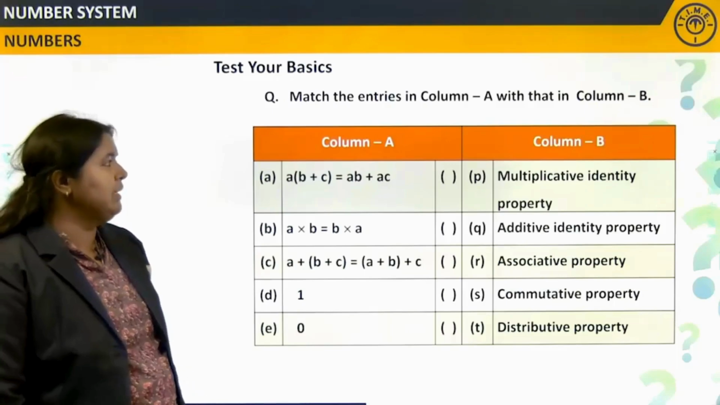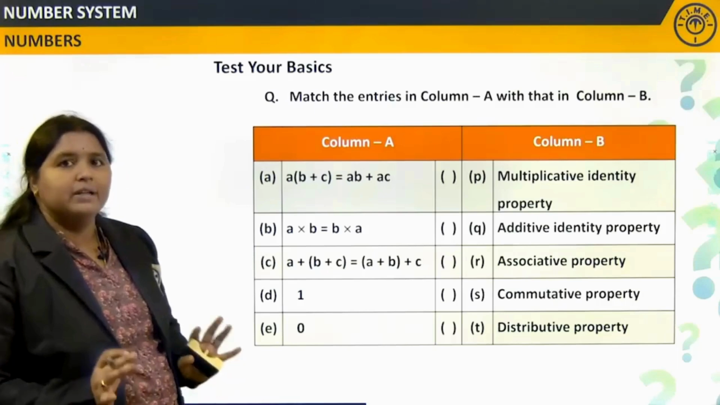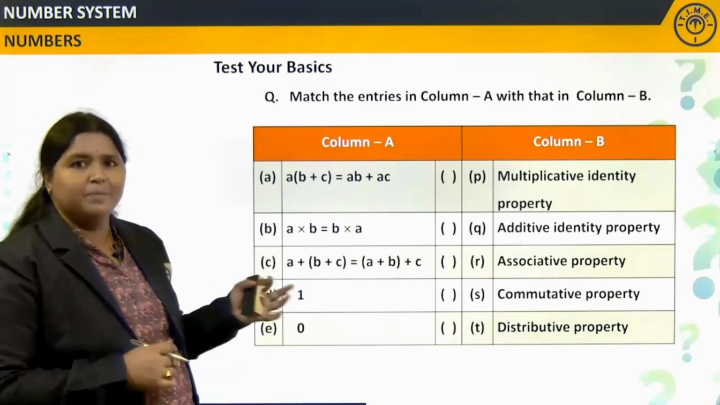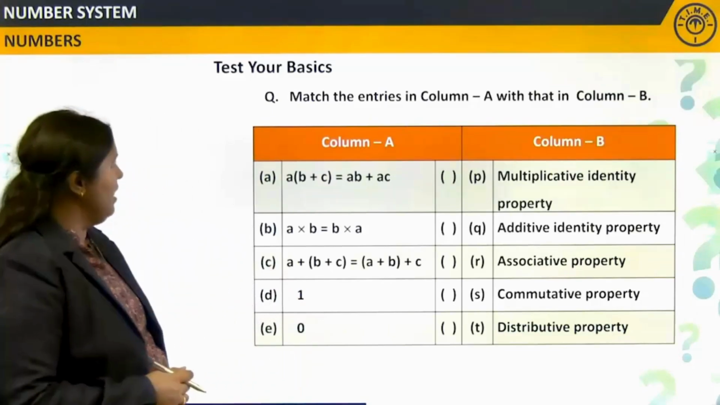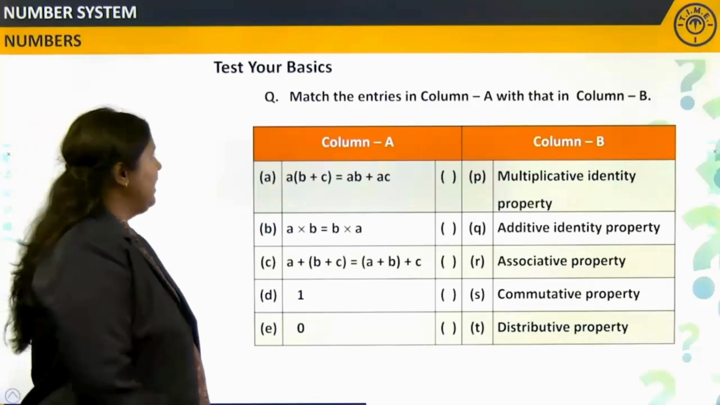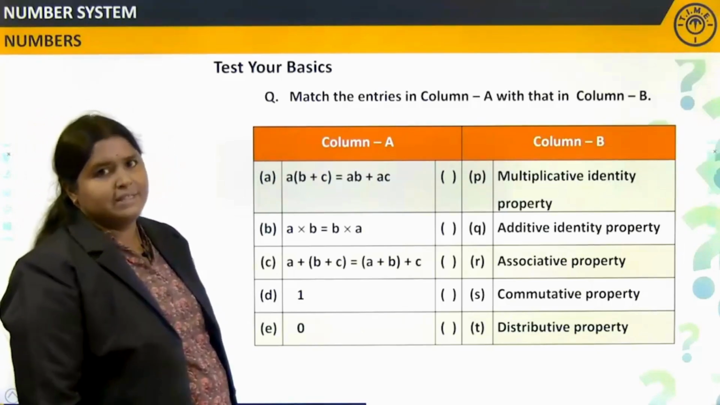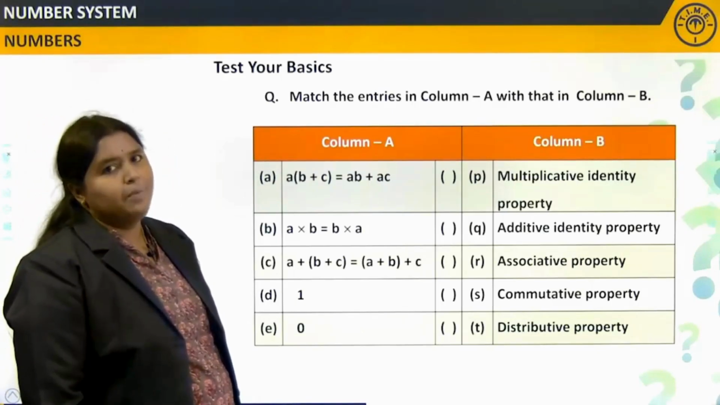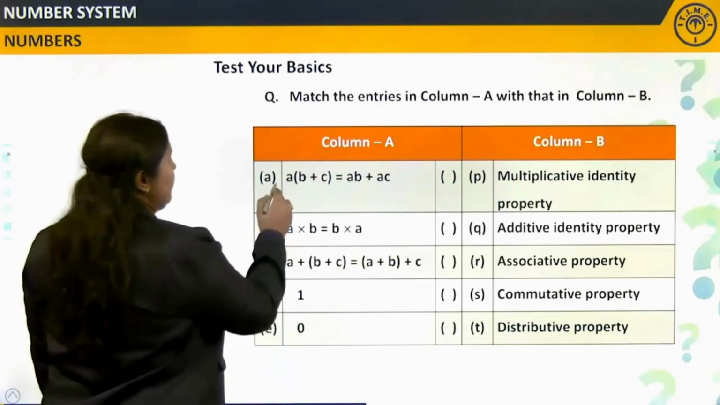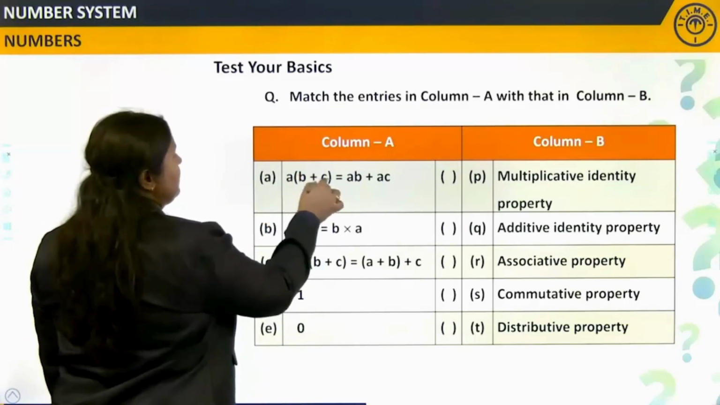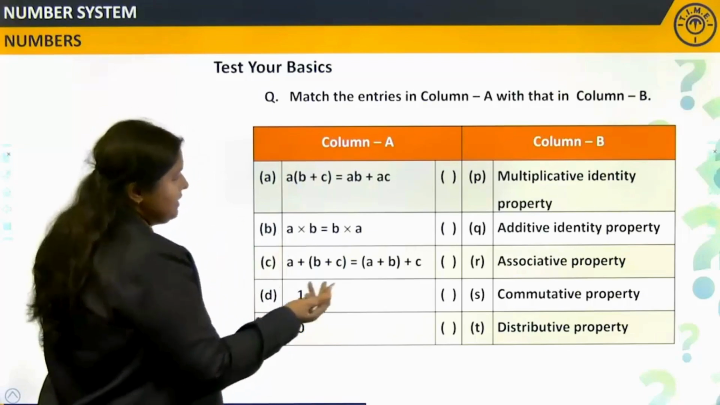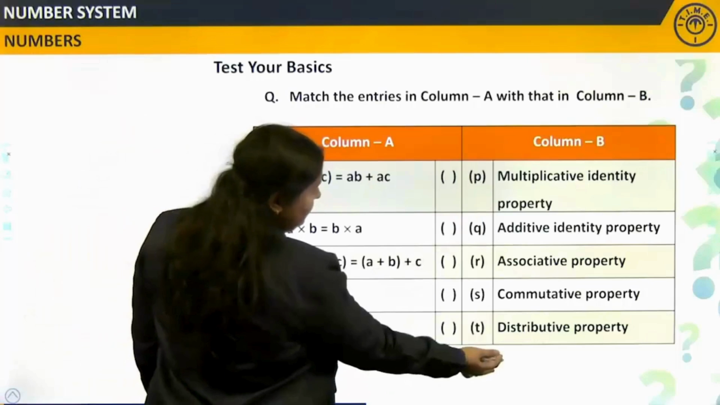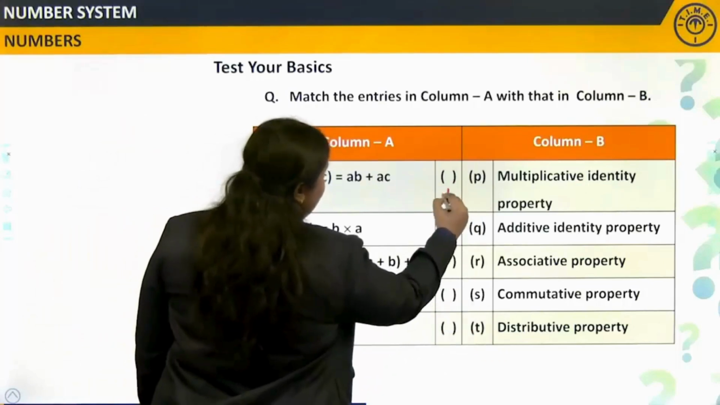The moment you look at the table, it is crystal clear that they are nothing but properties of integers under addition and multiplication, right? Okay, look at the first one. A into B plus C is AB plus AC. What is it? Distributive property, right? We are distributing this A to every term inside the bracket, A into B plus A into C, right? So, where is that? Is it present among these? Yes, T is the correct answer.